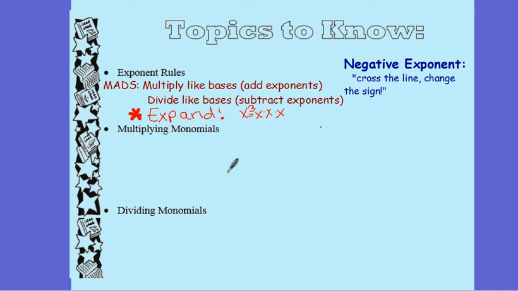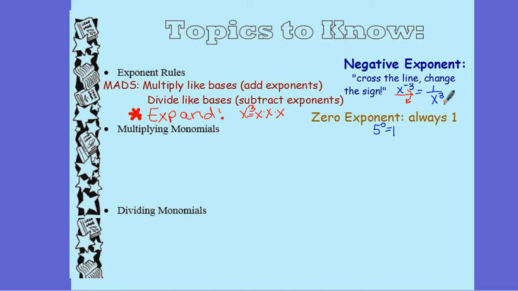We also want to make sure we remember our rules for negative exponents. Cross the line and change the sign. And 0 as an exponent always simplifies to 1. I'll give you an example. 5 to the 0 is 1. Here, cross the line and change the sign. If I had x to the negative third, it would end up being the same as 1 over x cubed. It ended up crossing the line on the fraction, and that's what resulted in the change in sign for the exponent.